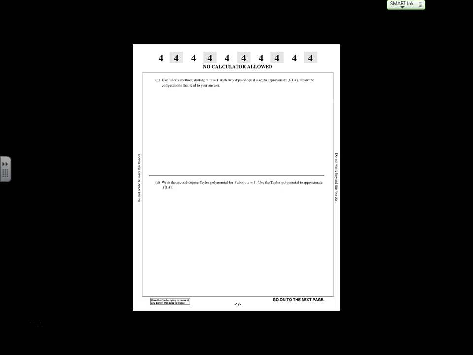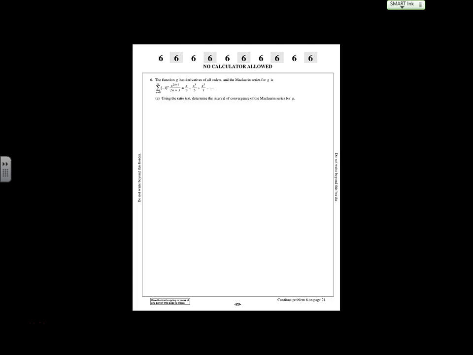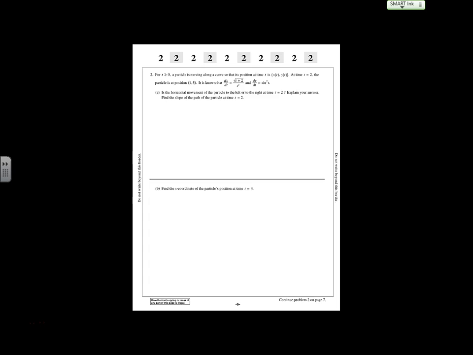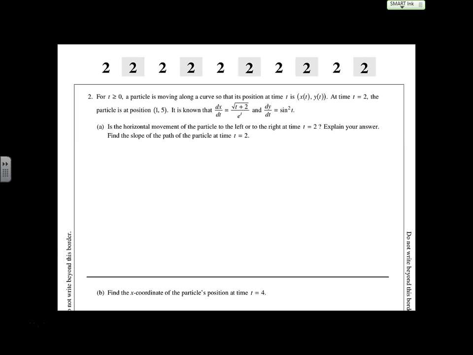Gerardo, go ahead, you had a question. 2C calculator is making me cry. That's a ridiculous derivative. I'm really not sure I'm doing that right. Particle position, we have vectors, just times zero. We have an initial position, and then we know dx dt and dy dt.